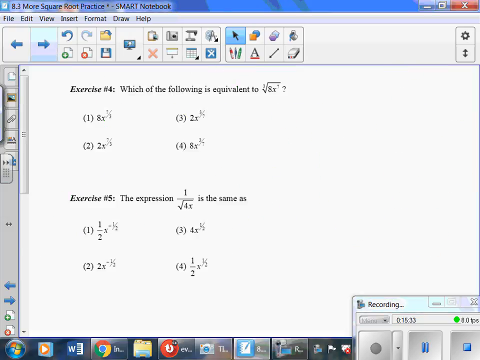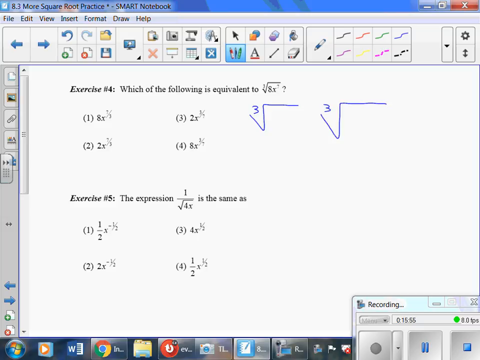Okay, so these are our multiple choice questions. The first one says, which of the following is equivalent to the cube root of 8x to the 7th power? So we're just going to do some simplifying. So what does this mean? We're going to rationalize this because there's nothing else to do here. So we're going to try to rationalize it into a perfect cube and whatever's left over. Now, remember what your perfect cubes are. Sometimes you have to take a minute to think about it.